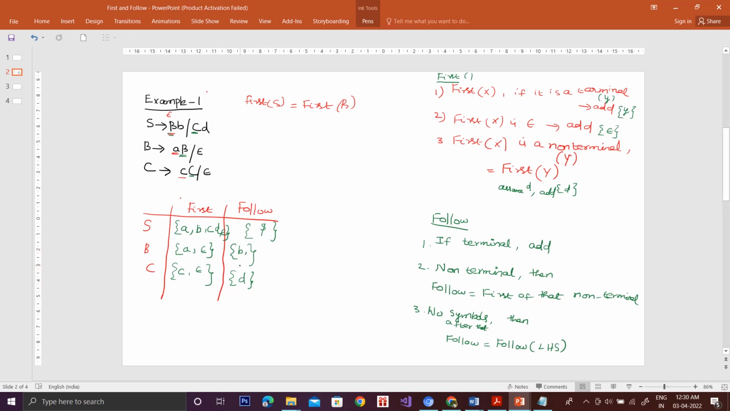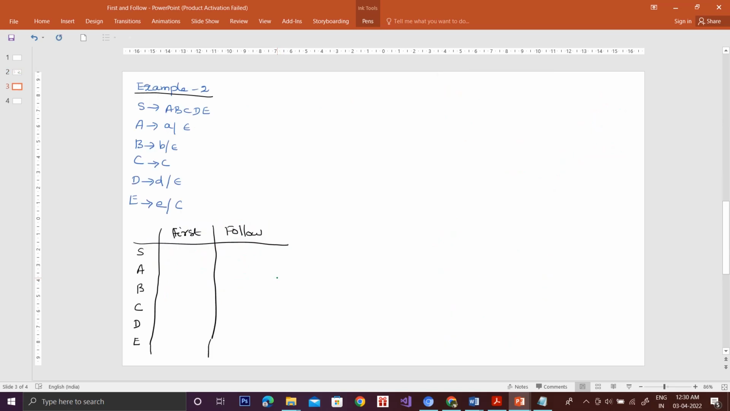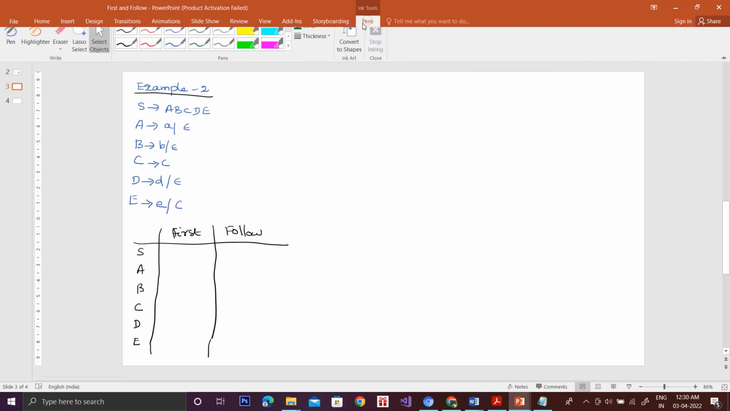So this is how you have to calculate the first and follow. I hope you might have understood how to find out first and follow. We will discuss another example so that it will be easy for you to understand. Now consider this example.